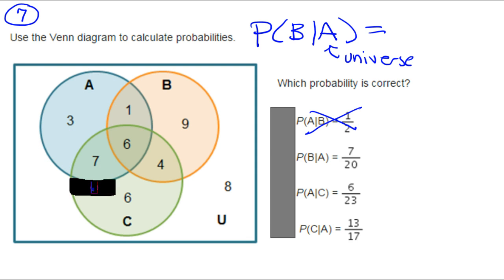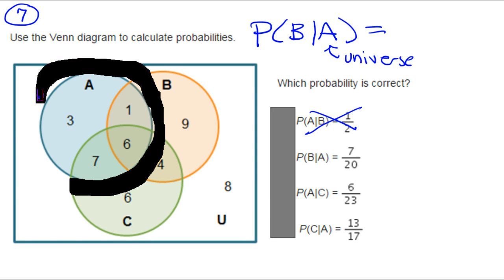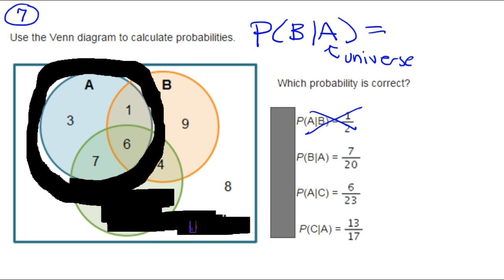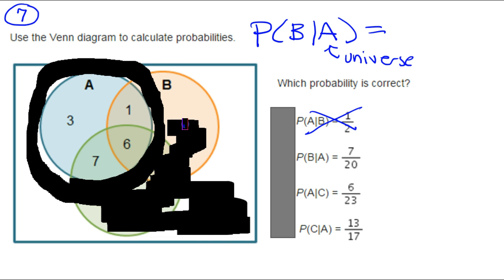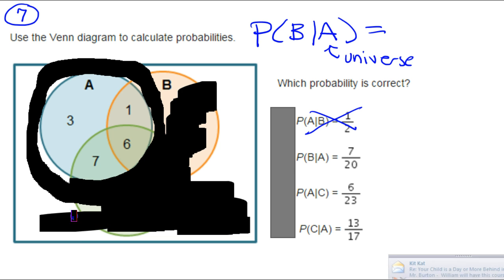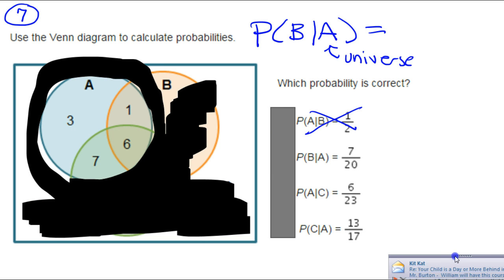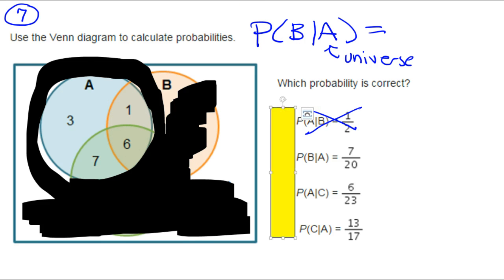So I'm going to forget about everything outside of A. All right, forget about all of this. Okay, A is the universe. Now, when we talk about probability, we are still talking about target over total. So B is now our target in a universe of A. So B is our target.